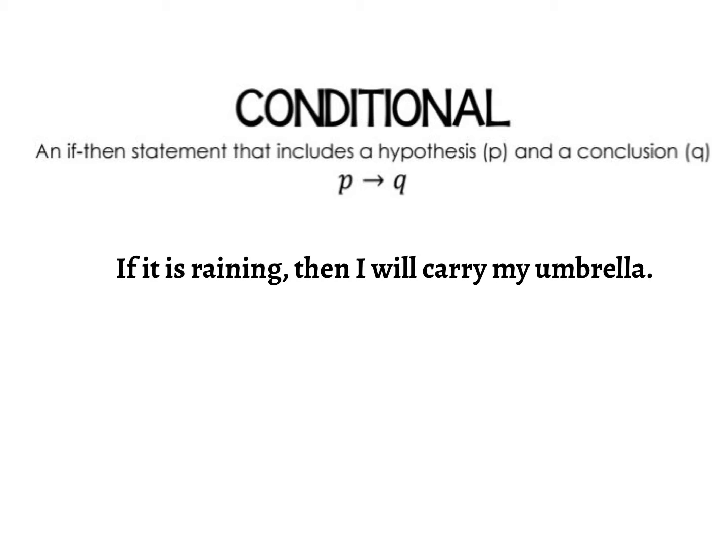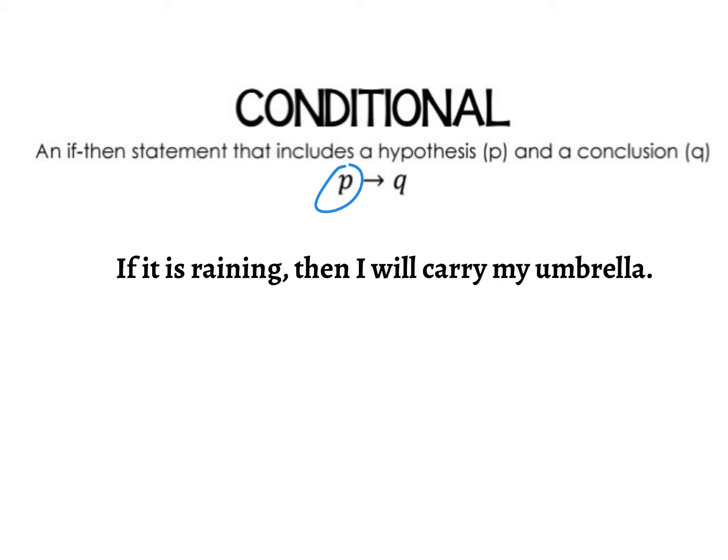It is called a conditional statement because in order for something to occur, a condition must be met. You can go to the game if your room is clean, right? Something must be met in order for this conclusion to be true. So we call this beginning part the hypothesis. This P is your hypothesis.